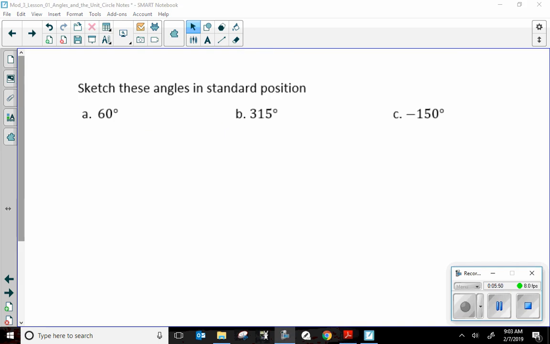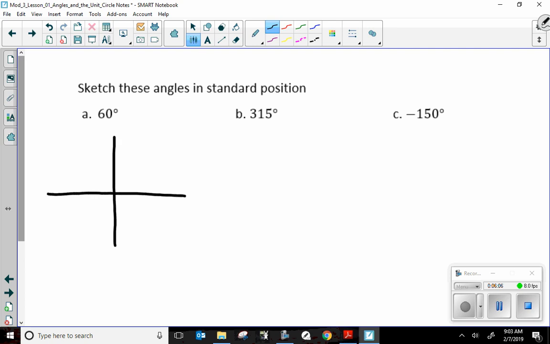Let's practice some of these. If you want to pause this and go ahead and do these three, A, B, and C, go ahead. I'm about to do them right now. There's nothing difficult with them. It's not rocket science. It's just drawing an angle on an axis, okay? Let's start by drawing axes for all of these.